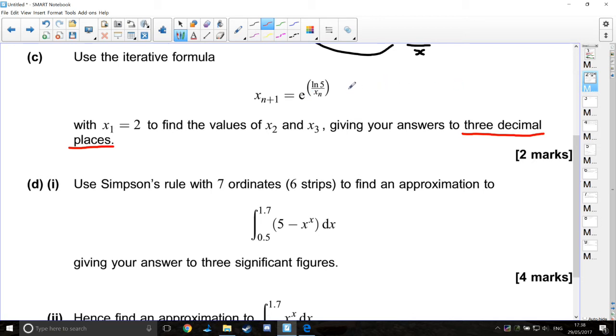So, in my calculator, I've got e to the ln 5 over 2. Let's just type that in. Don't need to be concerned with anything like radians or degrees, because there's no trig involved. The answer I get to 3 decimal places is 2.236.